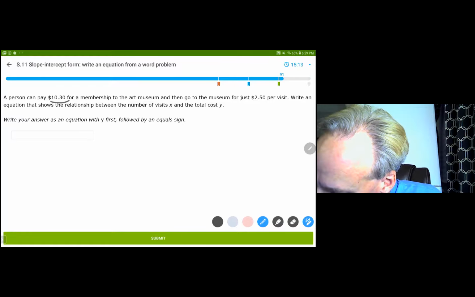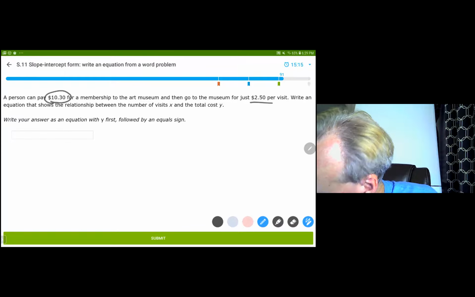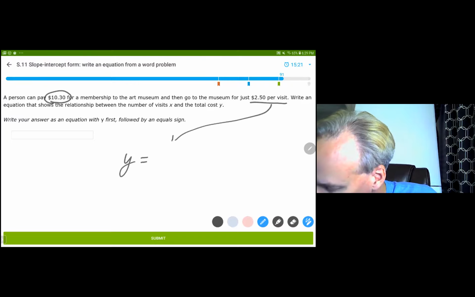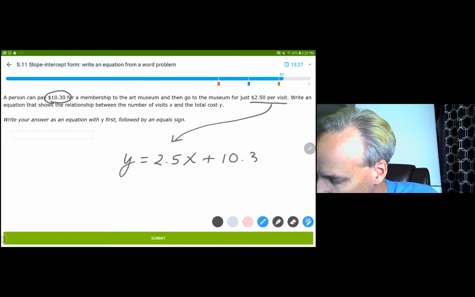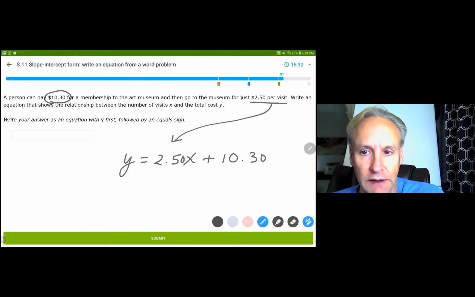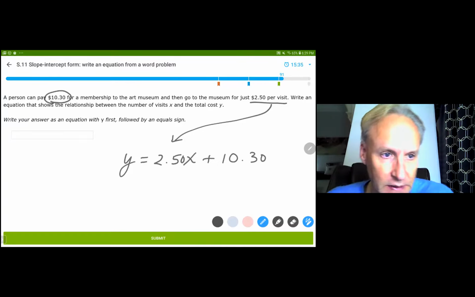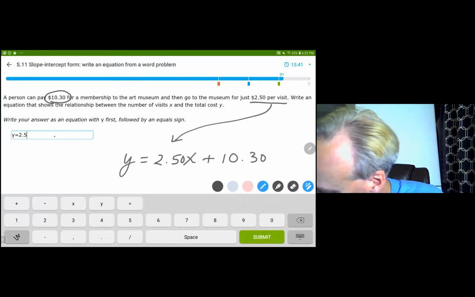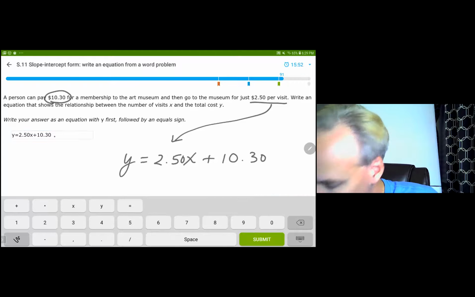A person can pay $10.50 for a membership, and then there's $2.50 for each visit. So y is equal to $2.50 per visit, which is our slope, plus the 10.50. Now, of course, we usually put the 0 in. It's probably not going to count it wrong even if we include the extra 0, because it is money. So let's write it in the right way. y equals 2.50x plus the 10.50 original fee. Let me make sure I got them right this time. Yeah, it's okay.